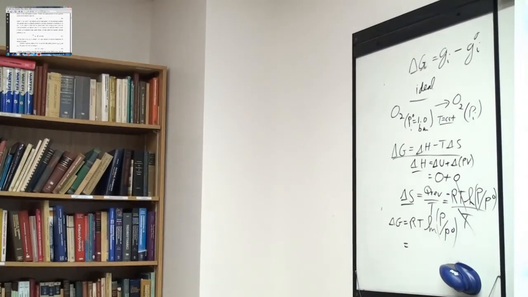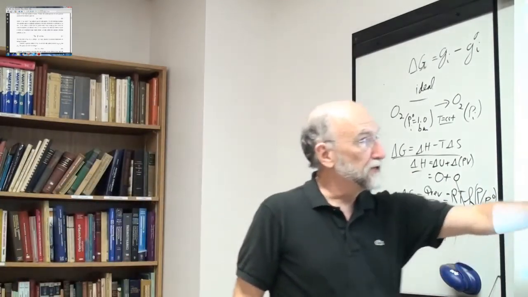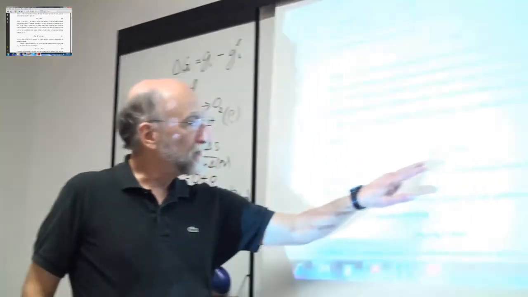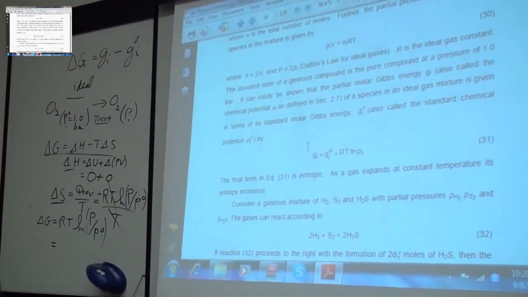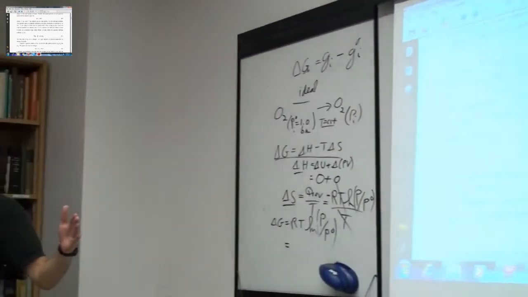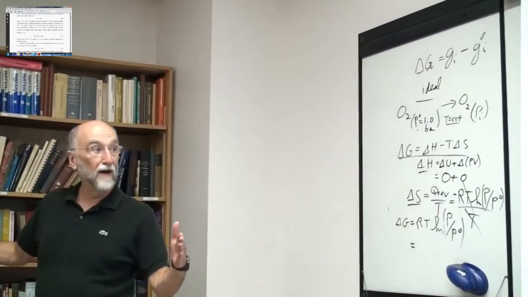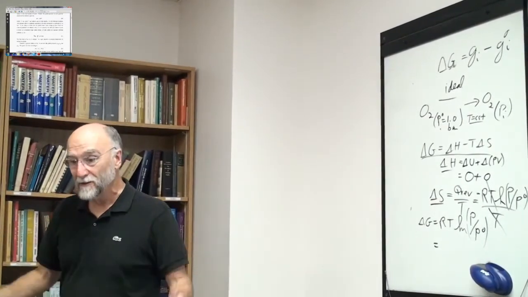Okay, so this is the Gibbs energy. So what this means is, let's think, is this reasonable? As I increase the pressure above 1 atmosphere, the Gibbs energy goes up. Things trying to expand will have a lower entropy, or therefore a higher Gibbs energy. Higher entropy, lower Gibbs energy.